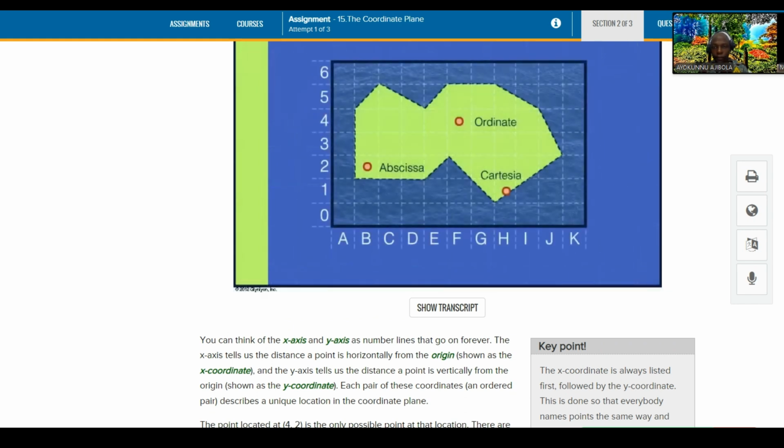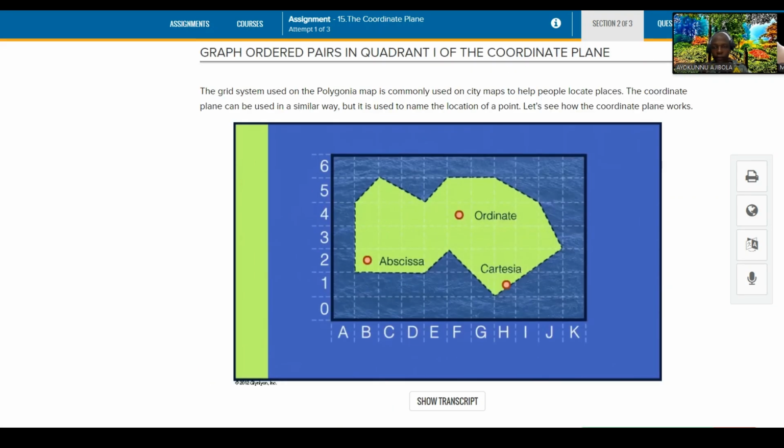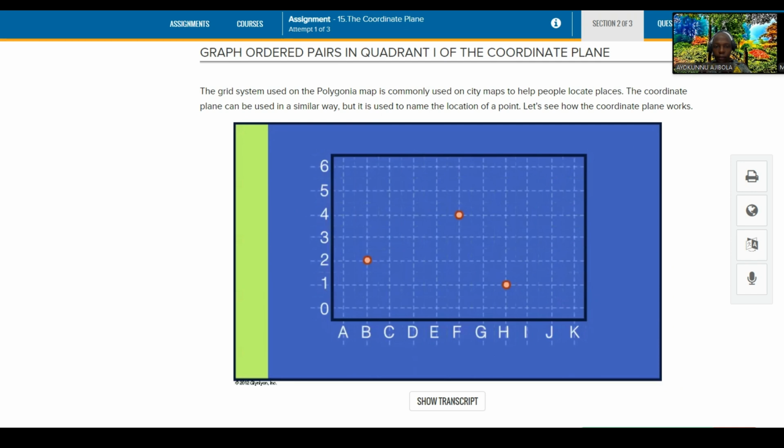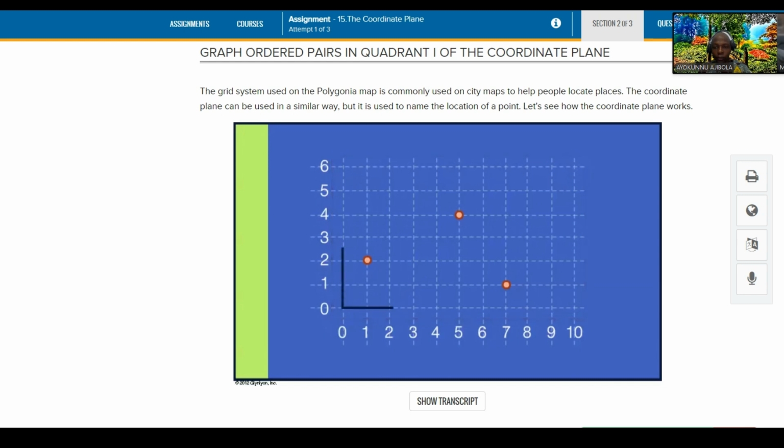There are many similarities between the grid a map uses and the coordinate plane. There are also many differences. The coordinate plane is used to name the location of points. The coordinate plane uses the grid lines to locate points. The coordinate plane uses numbers for each side of the grid. The coordinate plane goes forever because points can be located anywhere in space. Each side of the grid is shown with an arrow to indicate that the grid lines keep going.